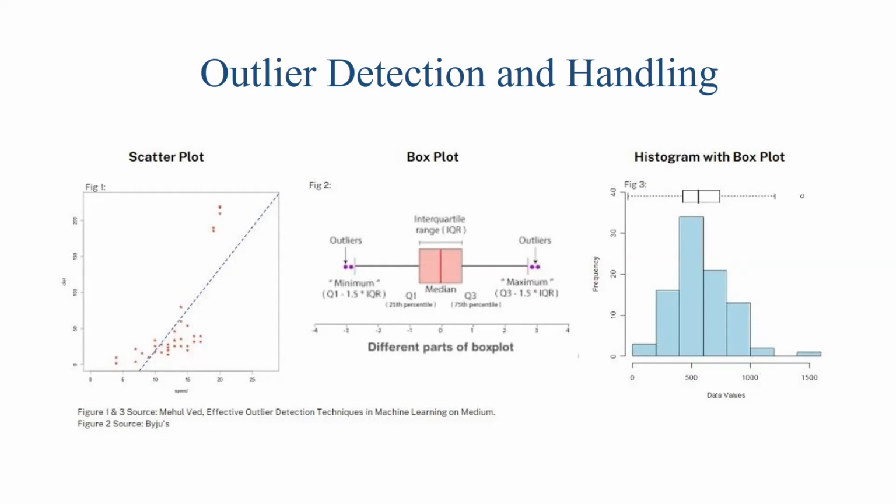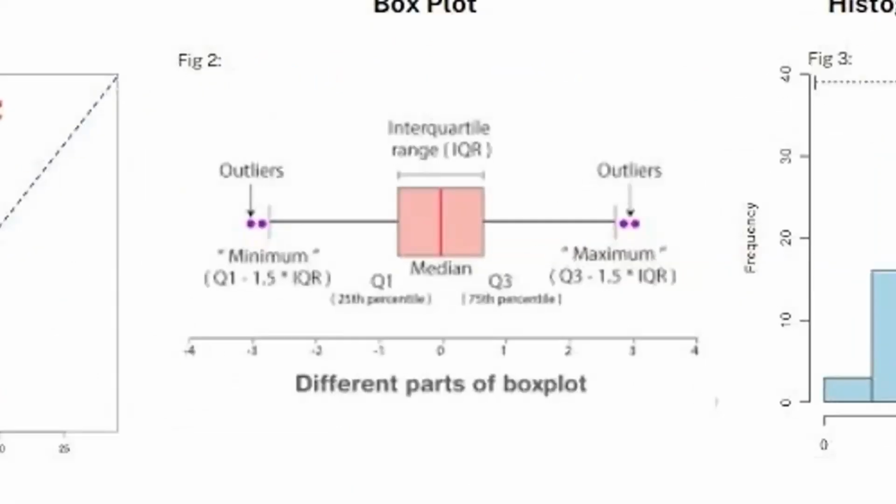Some of the statistical methods we mostly follow, the first one is the Z-score. With the help of the Z-score, we can identify the data points that fall outside a certain number of standard deviations from the mean. And then we have one other, most commonly used method, which is the IQR, the interquartile range. This box plot is the visual representation of the box for the center pattern.